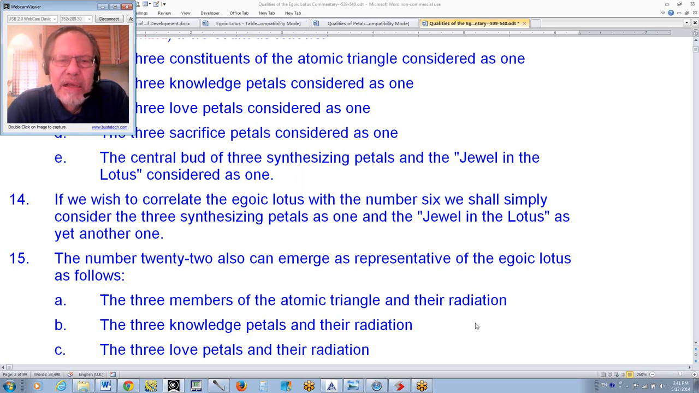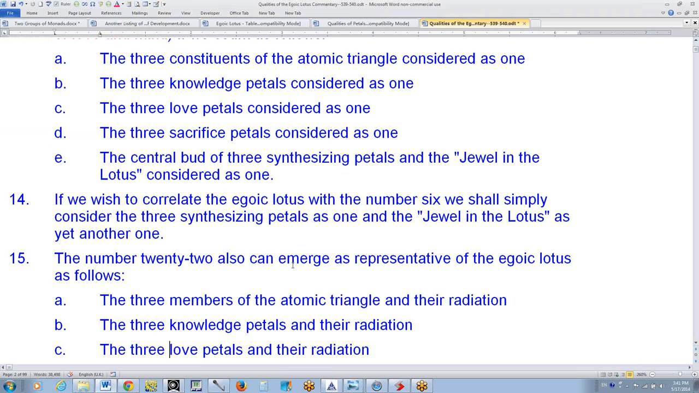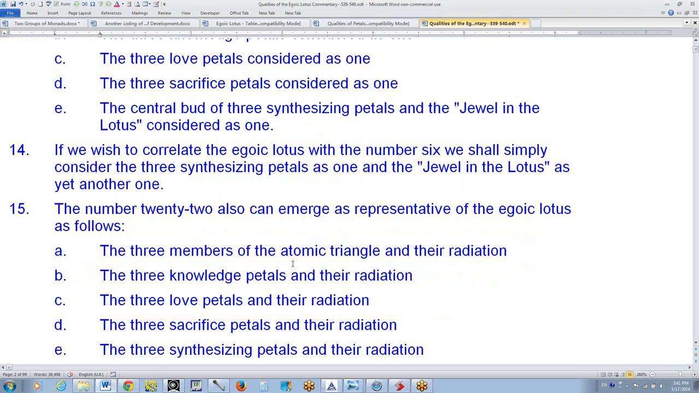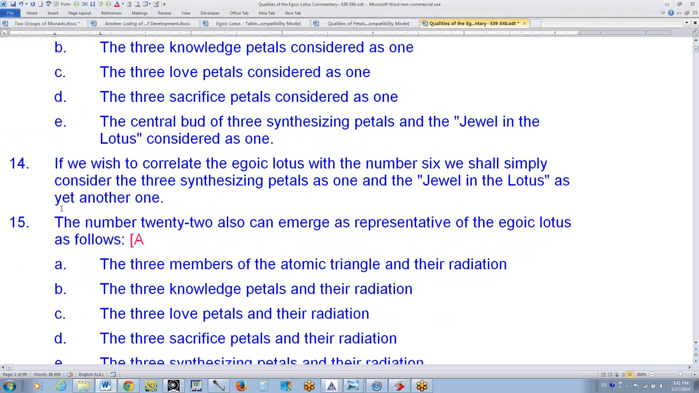We can also find, I guess I'm counting out here the ways we can enumerate the egoic lotus. The number 22 can also emerge. How do we find this? 22, of course, is a master number, along with 33, 44, maybe 55, I'm not sure.